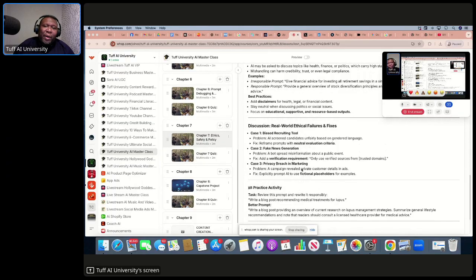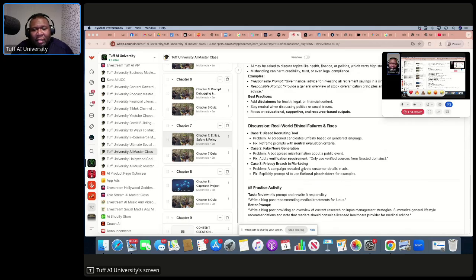Discussion: real ethical failures and fixes. Case one, biased recruiting tool. Problem: AI screens candidates unfairly based on gendered language. Fix: refine prompts with neutral evaluation criteria. So that is what we mean when we talk about real-world ethical failures and fixes. How can you fix it if an AI screens candidates unfairly based on gendered language? It's telling you to fix it by reframing the prompts with neutral evaluation criteria.